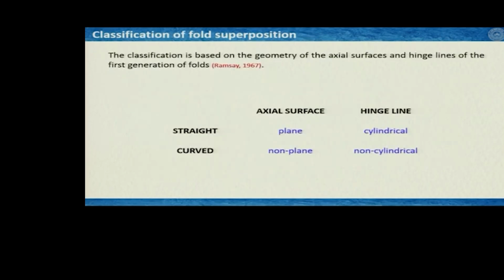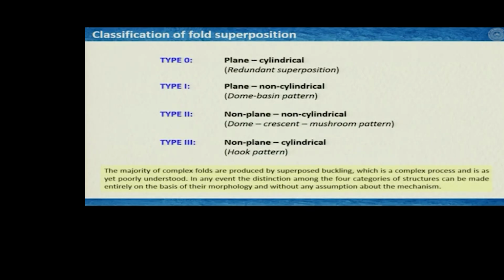Now, as we talked about, the classification of fold superposition is based mostly on the geometry of the axial surfaces and the hinge lines or the fold axis of the first generation fold. And in that case we can have four possibilities, 2 for the axial surfaces and 2 for the hinge lines. So, axial surfaces could be either plane or non-plane, and hinge lines could be either cylindrical or non-cylindrical. So, the combination of these 4 would give you the classification of superposition of folds, which is in the next slide.